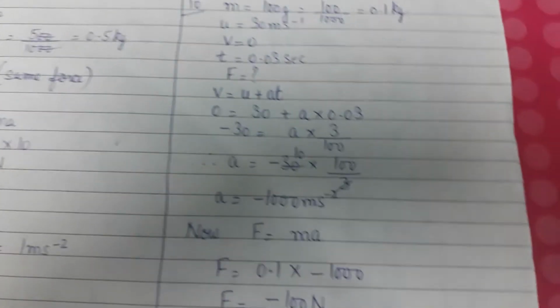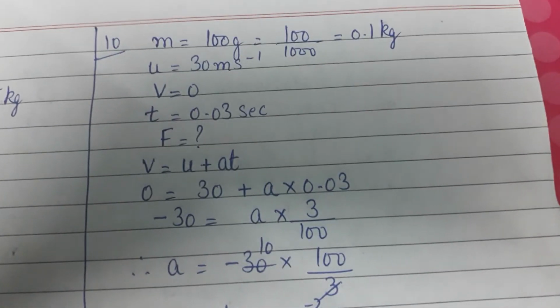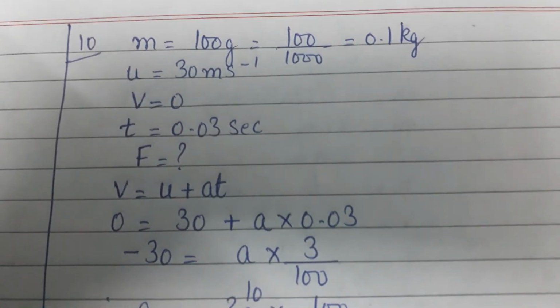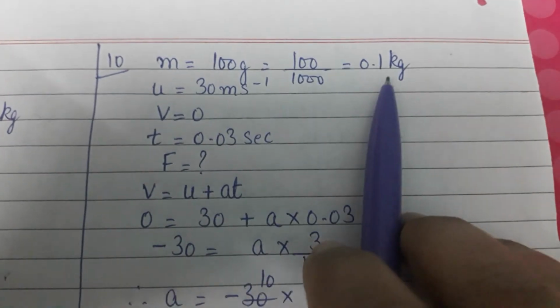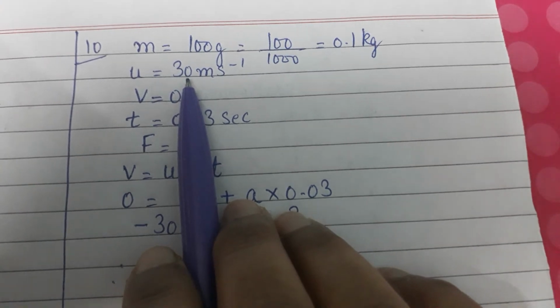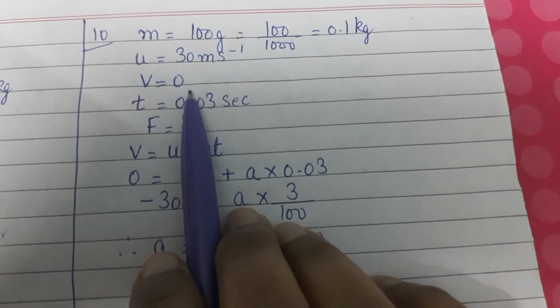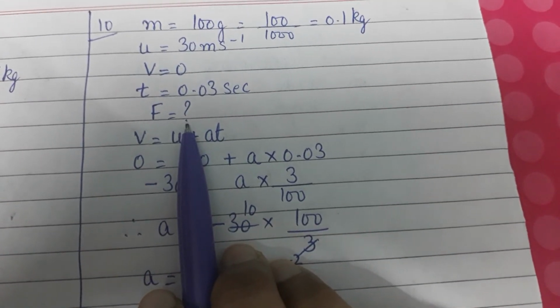Right? Now we go to the last question of this exercise. I mean to say the 10th question. After that, the remaining questions I'll solve in the next class, but the 10th I will solve now. I want you to go through it. A cricket ball of mass 100 grams, converted to kg, is moving with an initial velocity of 30 meters per second, and after that it is brought to rest, of course, so v will be 0, in 0.03 seconds. You need to find out the value of force.